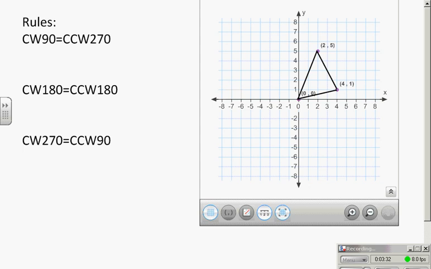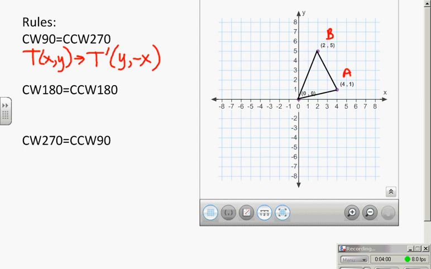So what are our rules? Our rule for clockwise 90, counterclockwise 270 is we take our original, and that will lead us to this. We take the x and the y and we switch their positions and we do the opposite sign on x. And I continue to say opposite sign because I don't want you to see a negative and think you're supposed to leave it. We do the opposite sign.